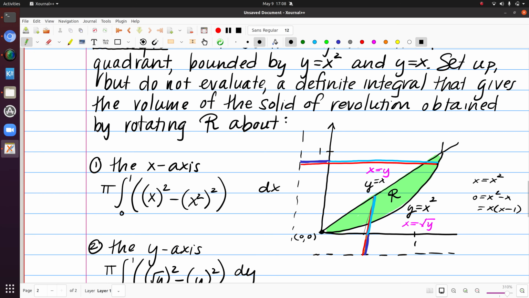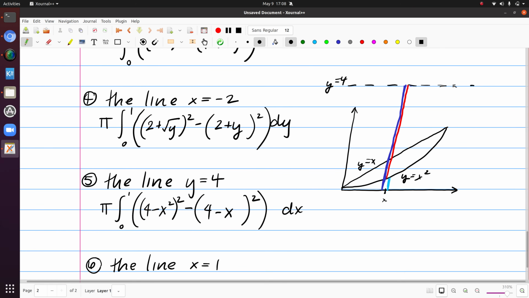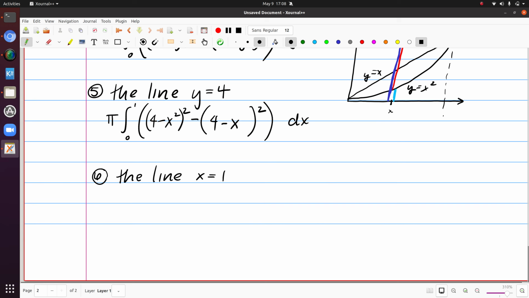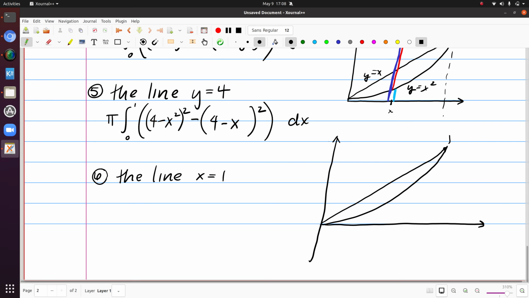line x equals 1, whoops. Well, x equals 1 is here, to the right of my region. And I can now focus on trying to, this is going to be too messy, so let's put it here so I can focus on a new picture. Okay, so first of all, vertical axis of rotation, I'm going to integrate with respect to y. And that means that I care about writing these as functions of y. So x equals y and x equals square root of y.